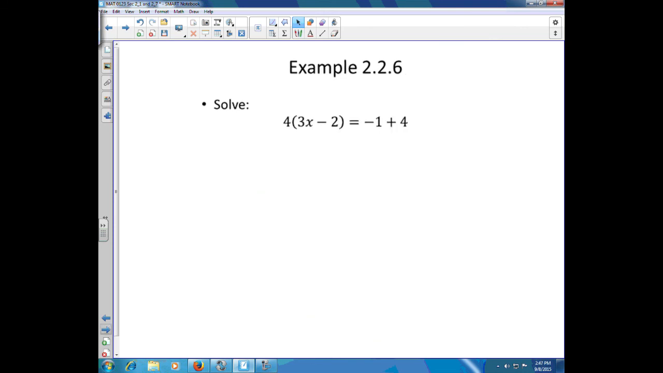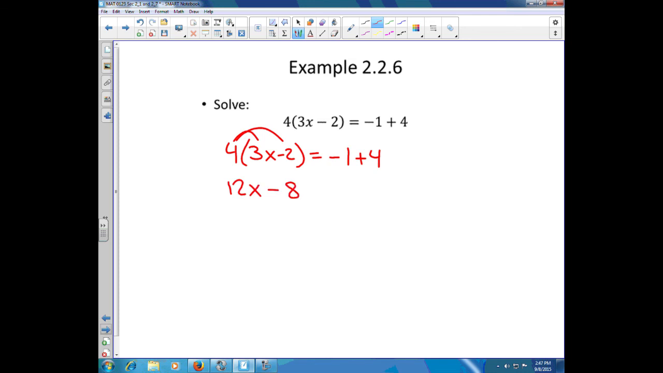Here we've got another example. This time we do have something that we have to distribute. 4 times 3x minus 2 is equal to negative 1 plus 4. On the left-hand side, we distribute the 4. 4 times 3x is 12x minus 8. On the right-hand side, we can combine those two numbers. So negative 1 plus 4 is positive 3.